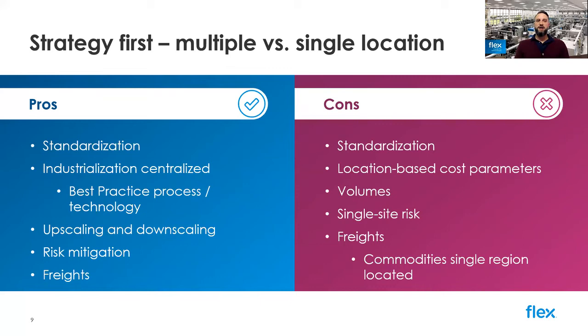On the freight, I would say it's pros and cons. If you're also bringing your supply chain and making it more localized, then for sure you can reduce your freight costs. But there are some commodities which are single region located, and for that we need to consider as well the freight costs as we have it today.